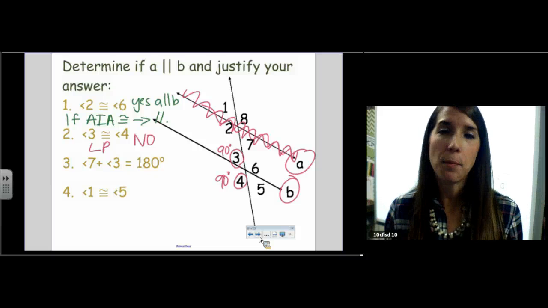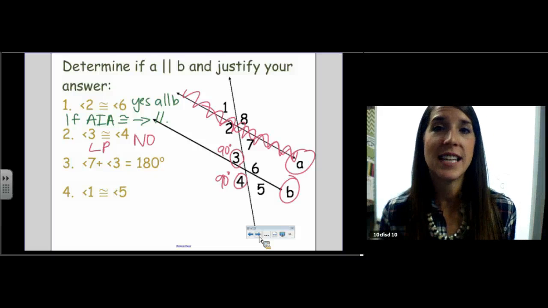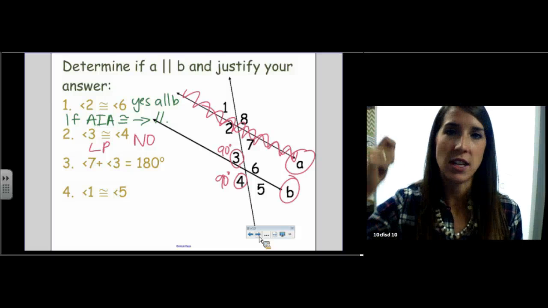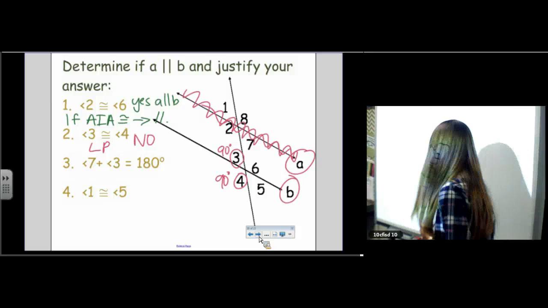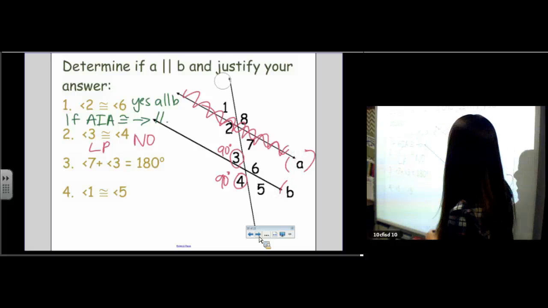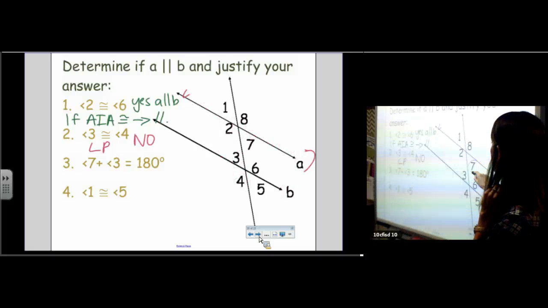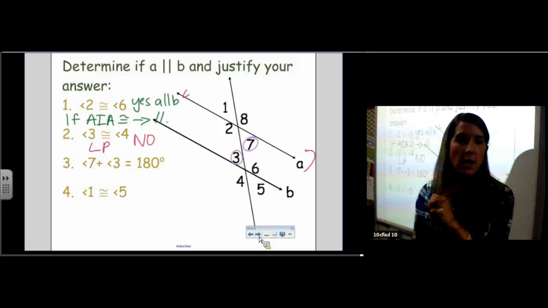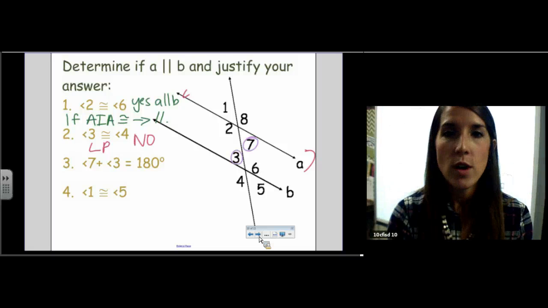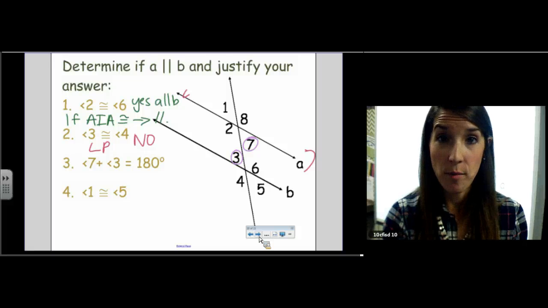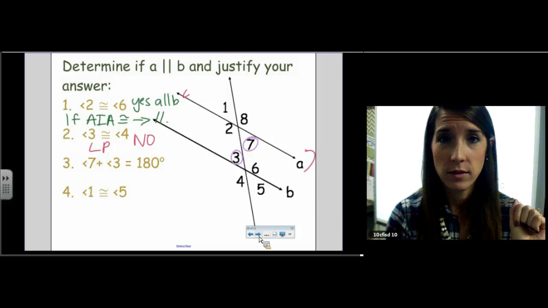That's like the prosecutor. He presents his case and the judge still says not guilty because your proof was not good enough. Number 2, the proof is not good enough. Number 3, 7 plus 3 equals 180. We always start by writing the vocab word. 7 and 3.